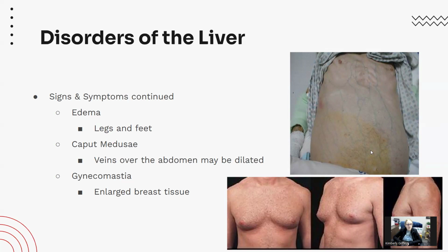You can develop gynecomastia. This is where you have enlarged breast tissue, and this is because the liver cannot completely metabolize estrogen. So men develop gynecomastia, testicular atrophy, palmar erythema, so they'll have really bright pink palms, and cutaneous spider angiomas. And this is due to an increase in estrogen.